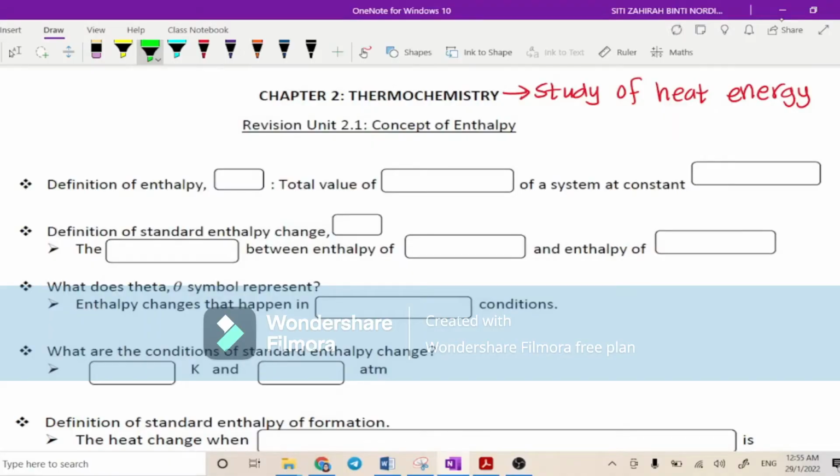Chapter 2, Thermochemistry. It is a study of heat energy. I'm going to make a full summary for all the enthalpies definition that you should remember. But first, look at the definition of enthalpy itself, which has a symbol of H. It is a total value of energy of a system at constant pressure.